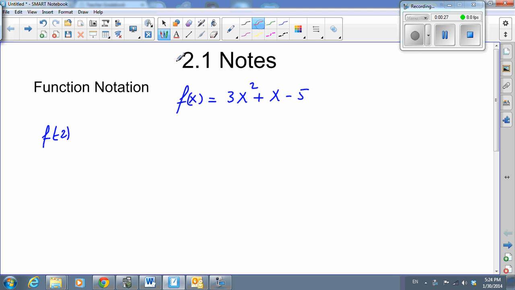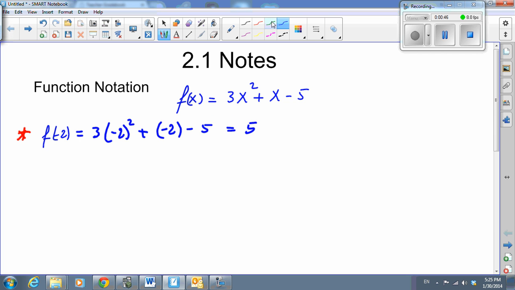To find f of negative 2, all I have to do is plug in negative 2. That will be 3 times negative 2 squared plus negative 2 minus 5. And if you calculate it right, you will get 5.